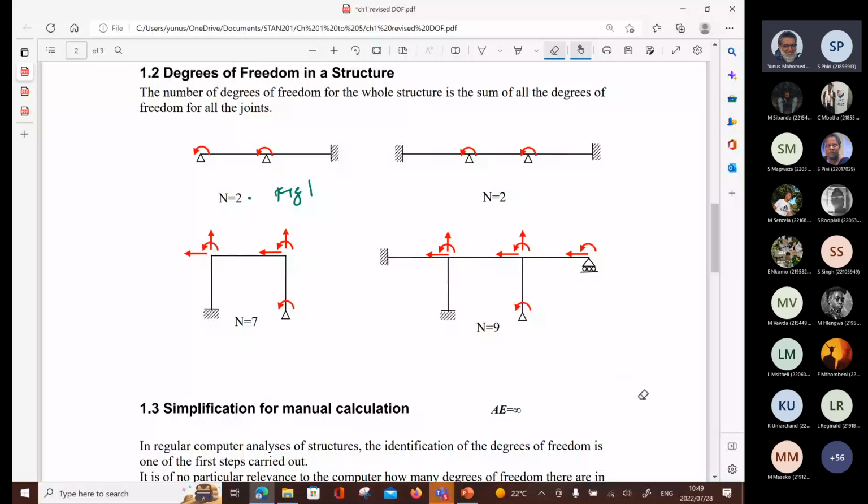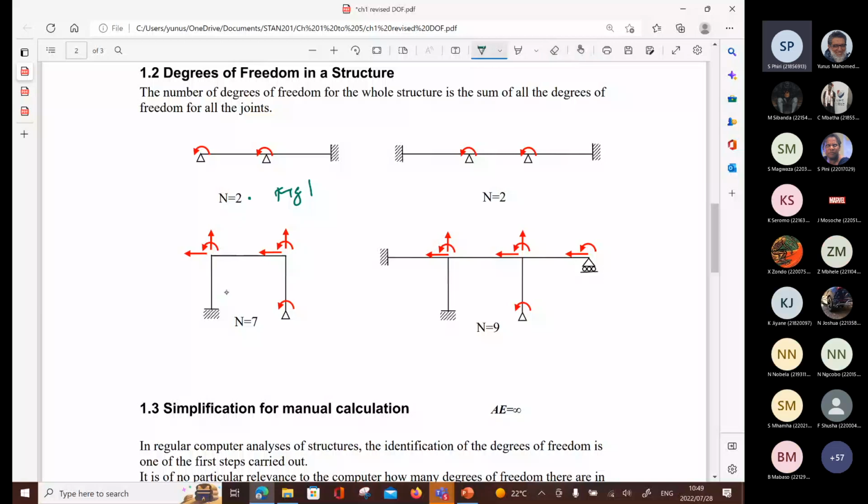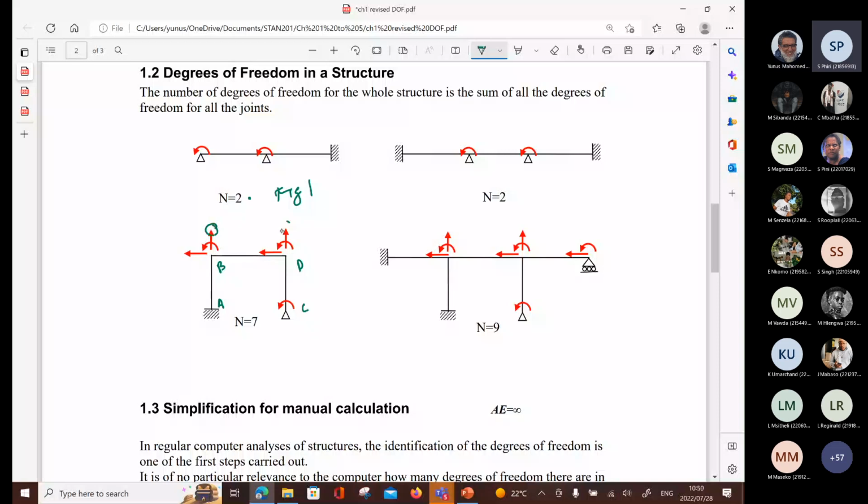if I have an infinitely stiff member between A and B, so that's A and that's B, so that's C and that's D, right? So I have an infinitely stiff member from A to B and an infinitely stiff member from C to D. Is this going to happen?